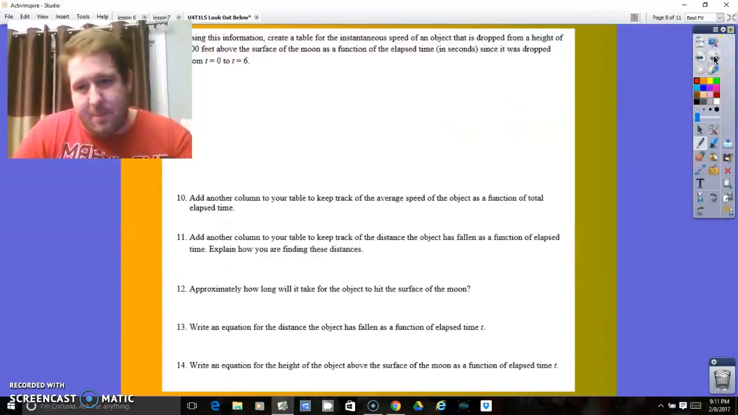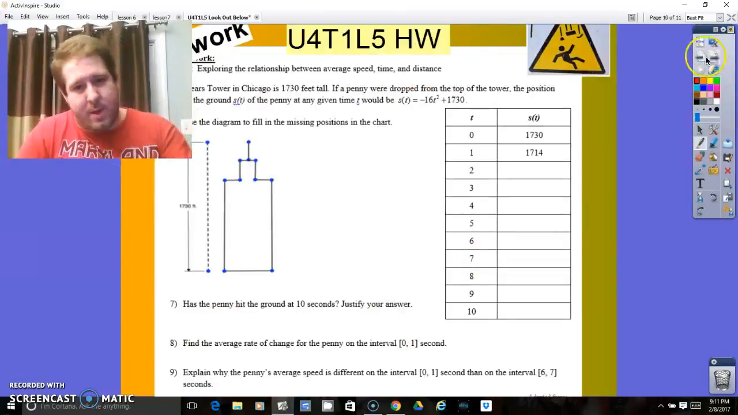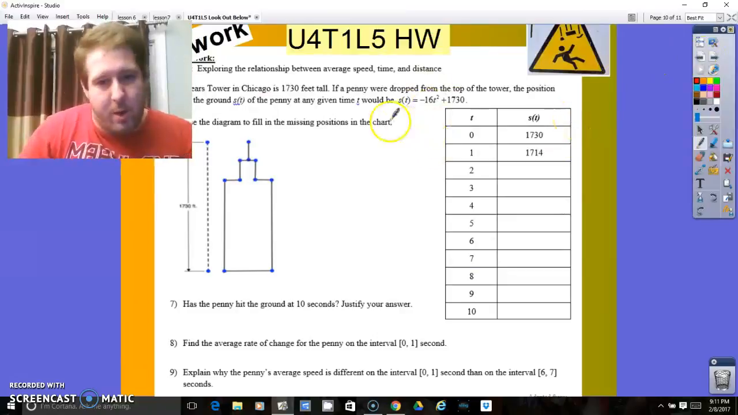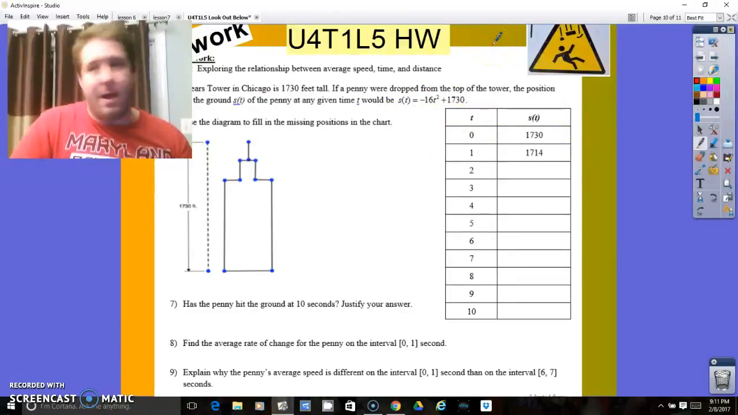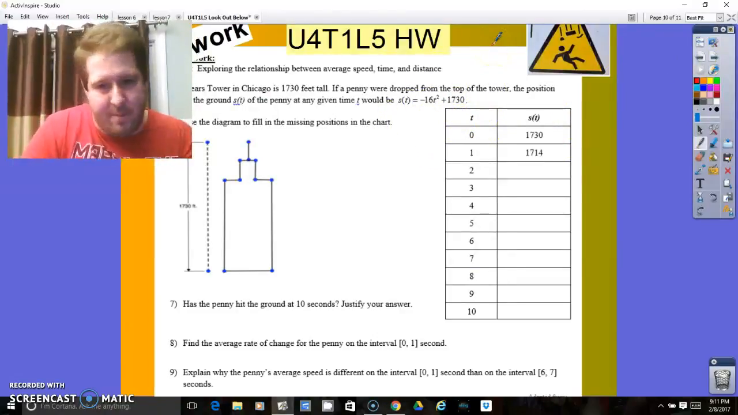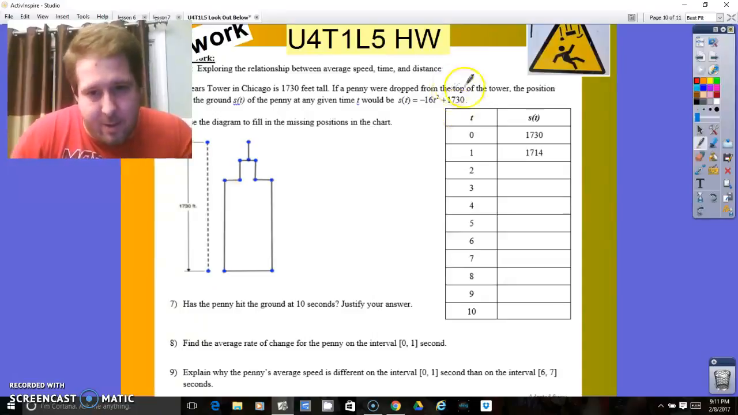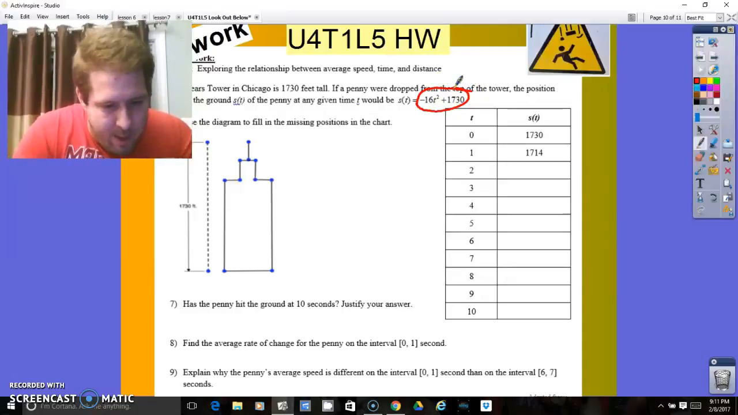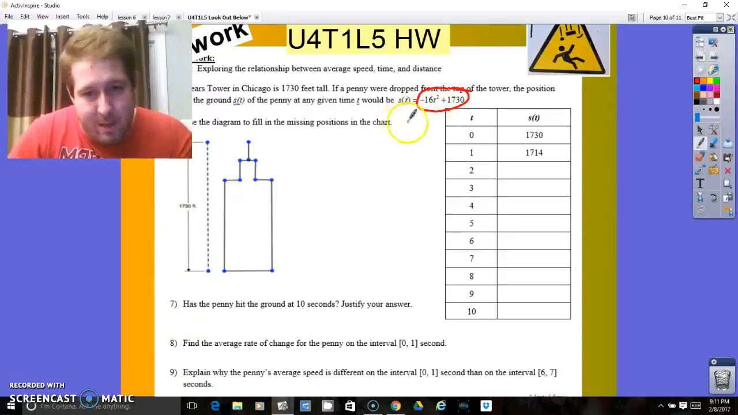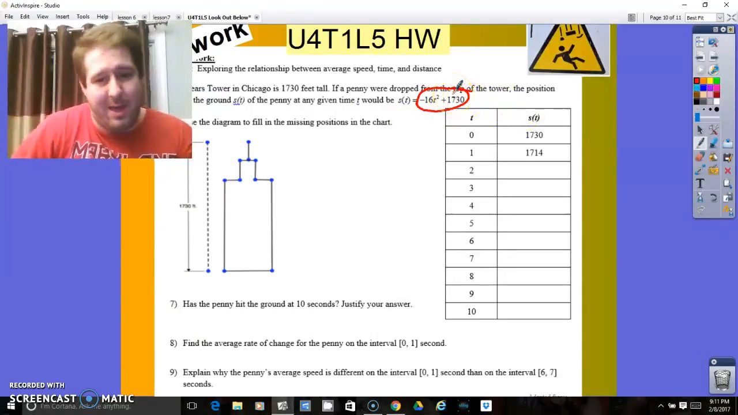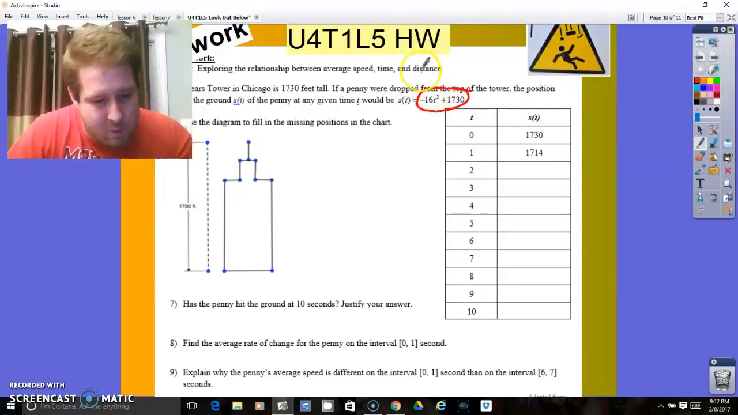All right, I'm going to skip this astronaut question, and I'm going to go straight to the homework. So the homework, you need to use a graphing calculator, which I do not have at the moment. So I'm going to have to pull up a regular calculator, and this is going to be made difficult on me. That's what I get for not having that graphing calculator. So you're going to use this equation. You're going to go y equals on your calculator, and then you're going to put that equation in, negative 16x squared plus 1730. 1730 is how high the building is, and then it's decreasing by negative 16 times x squared.